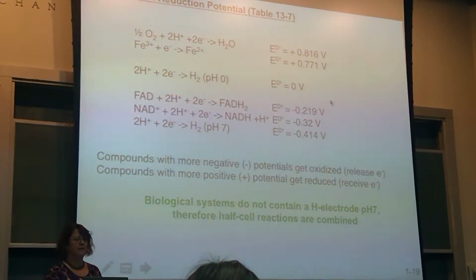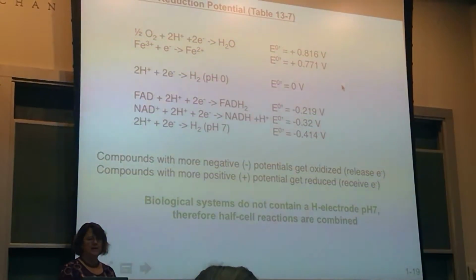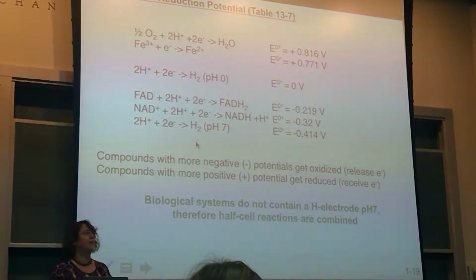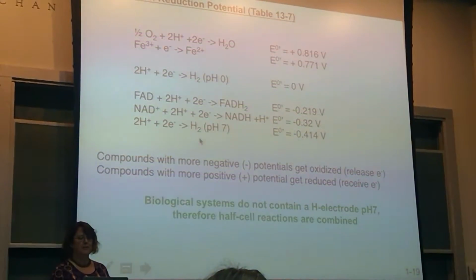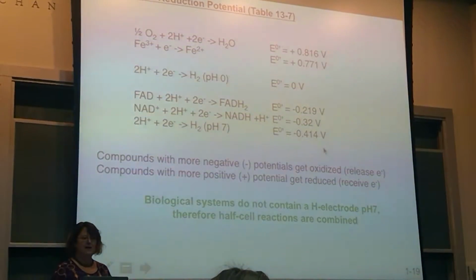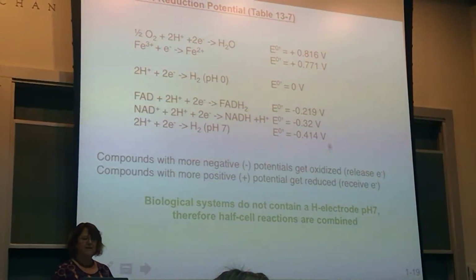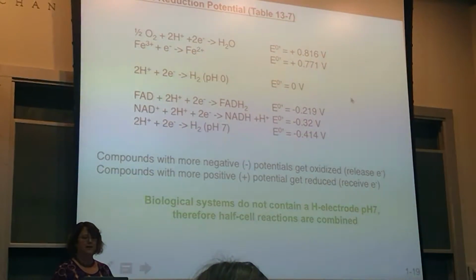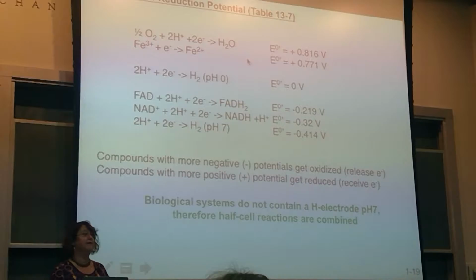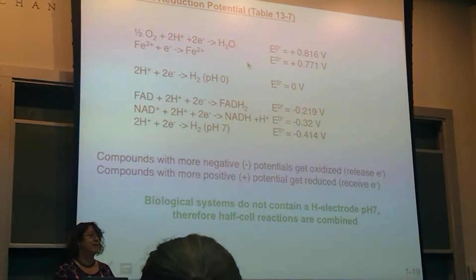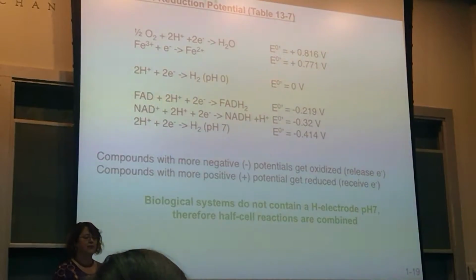Here are just a few examples before we look at the full table. Here's our standard for biology of 2H plus going to hydrogen, and that's minus 0.414. You can see that everything else is more positive: minus 0.32, minus 0.21, and then going all the way up to O2 going to H2O. When we talk about photosynthesis, you'll see how unusual and how much of a change you can get in terms of a delta E for using oxygen converting to water as your electron acceptor.